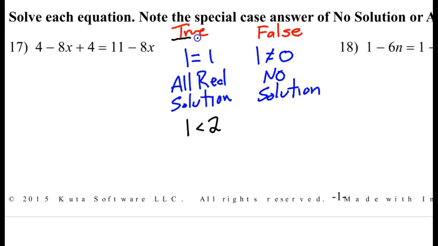As long as you have a true statement, like 1 is equal to 1, that's true. Or 1 is less than 2, that's true. That's still all solutions. Likewise, if we had 1 is less than 1, is this true or false? That's false. Even though they're the same number, it's not a true statement. 1 is not less than 1. So that's no solution. You notice 1 equals 1 is all reals. 1 less than 1, that's a false statement, that's no solution.